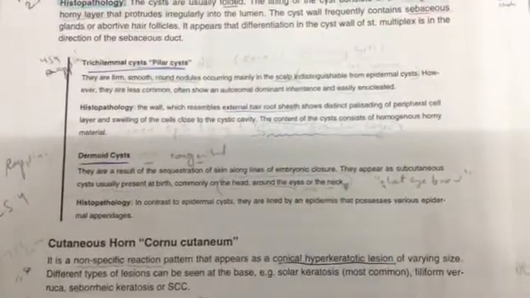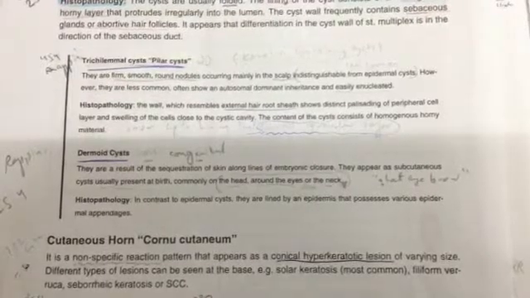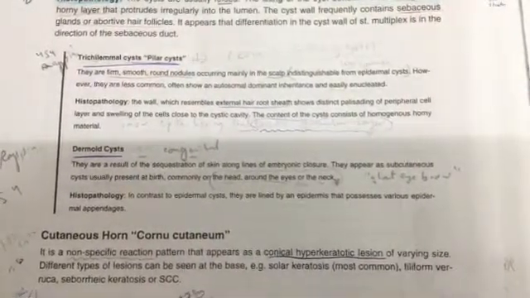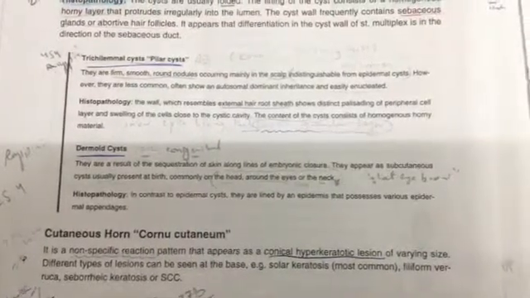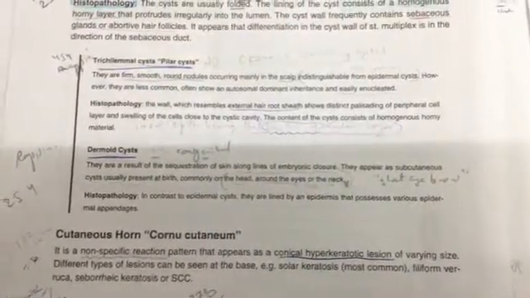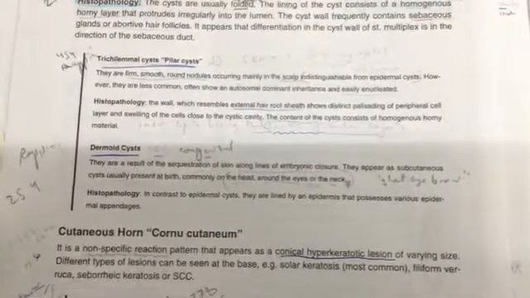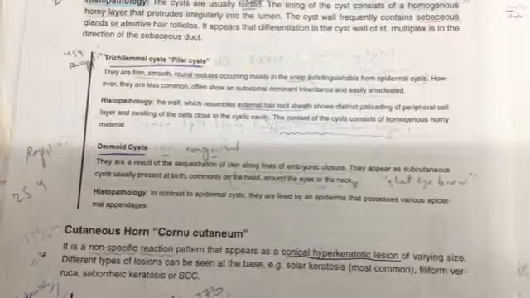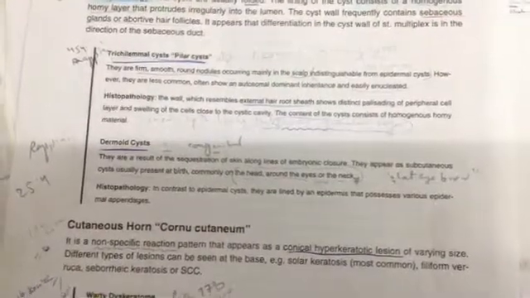Histopathologically, the wall resembles external hair root sheath, shows distinct palisading of the peripheral layer and swelling of the cells close to the cystic cavity. The content of the cyst consists of homogeneous horny material. So it shows epithelial lining that lacks the granular layer and it's a keratin-containing cyst. And there is compact keratin inside the cyst.